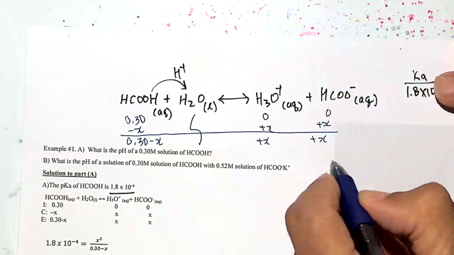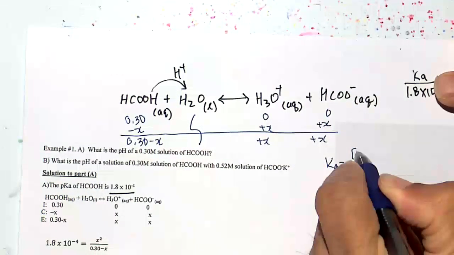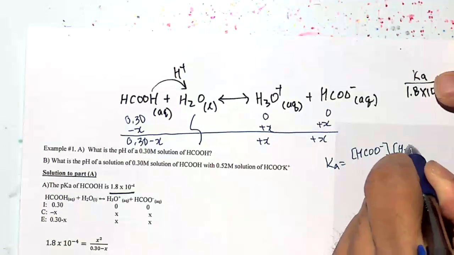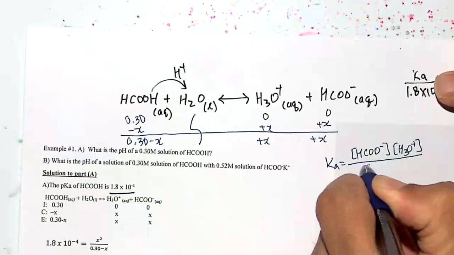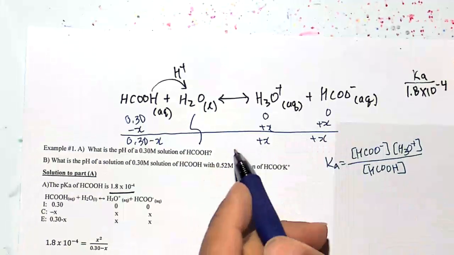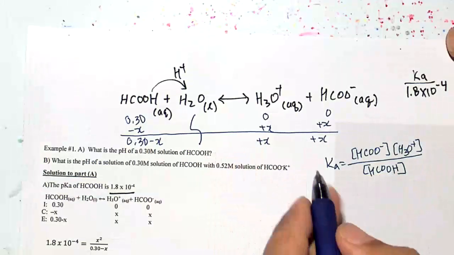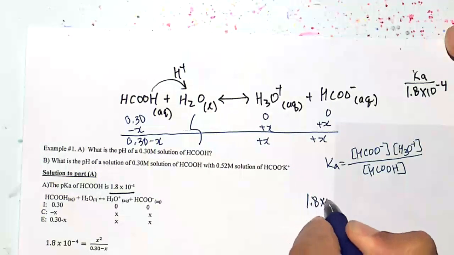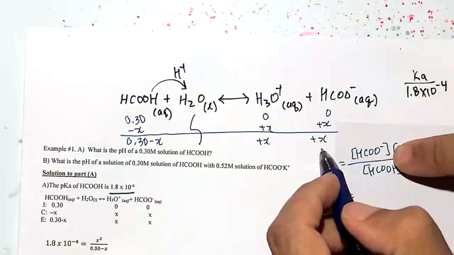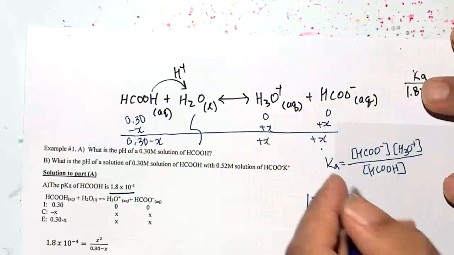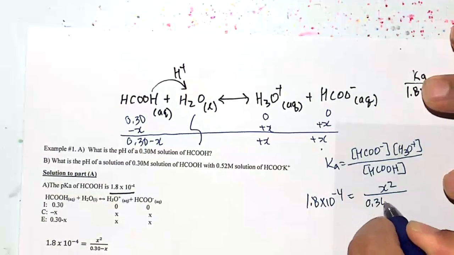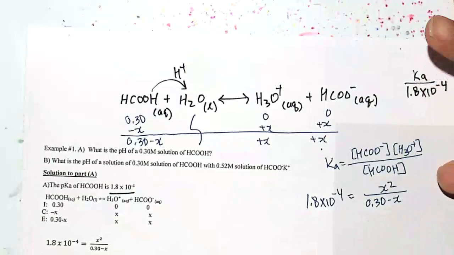All right, so you'll plug that into the Ka. So this is what you'll do for your test, quiz, homework, so on and so forth. All right, Ka will be given, it's 1.8 times 10 to the minus 4. All right, HCOOH is x, H3O plus is x, times x is x squared, divided by 0.30 minus x.